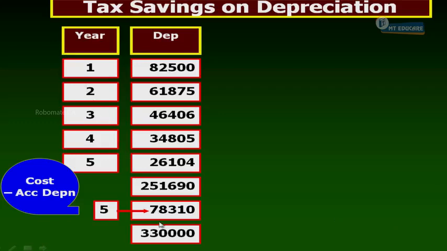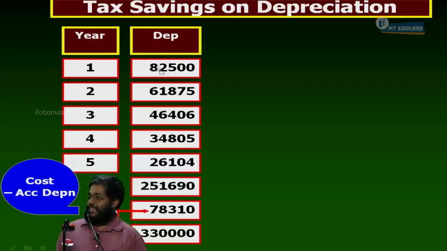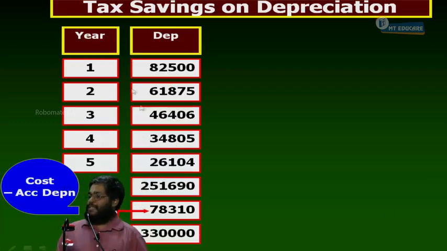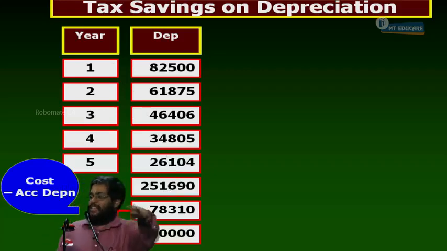Everybody following what I'm saying? No. Tell me, this machine is costing how much rupees? 3,30,000. First year, second year, third year, fourth year, 5th year. All the 5 years, I provided WDV depreciation. At the end of the 5th year, the depreciated amount is how much? 251,690. That means the undepreciated value of the machine in the balance sheet is how much rupees? 78,310.